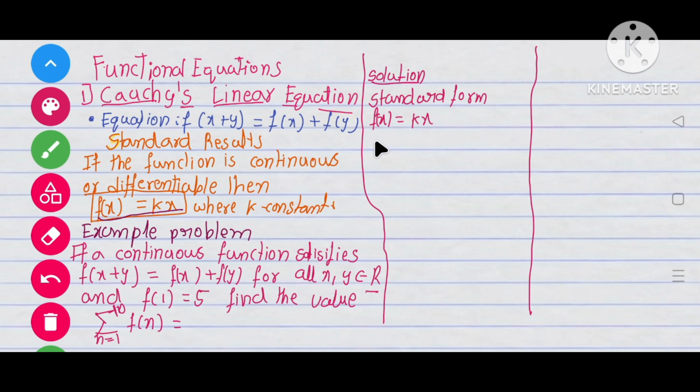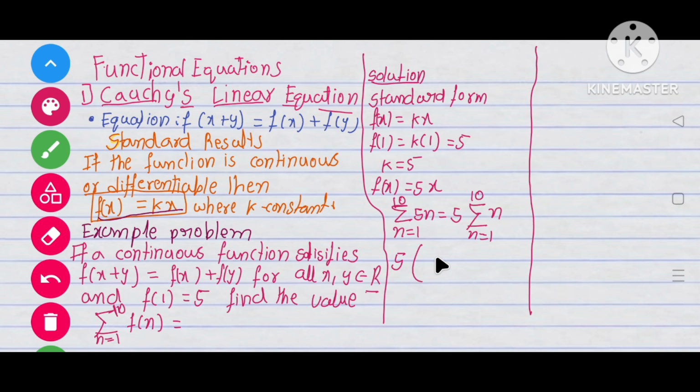f of x is equal to kx. f of 1 is equal to k into 1, so k is equal to 5. So the function is f of x is equal to 5x. Sigma n is equal to 1 to 10 of 5n is equal to 5 into sigma n is equal to 1 to 10 of n. The sum of n terms is n into n plus 1 by 2. So 10 into 11 by 2 is 55, and 5 into 55 is equal to 275. The answer is 275.